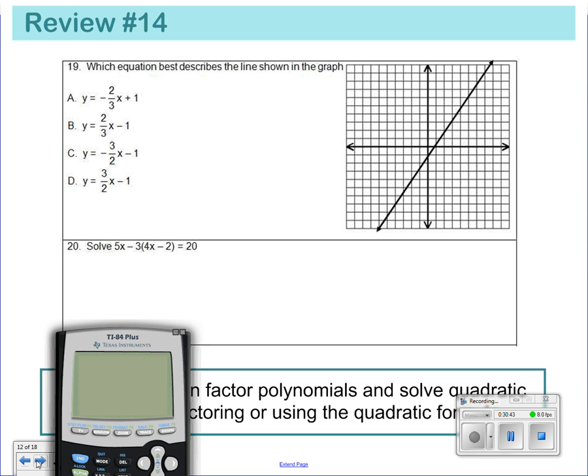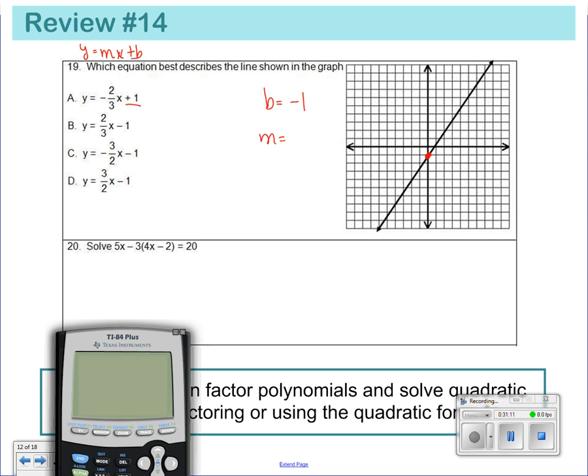Looking at the line, you can see that the y-intercept, where we always begin, where it crosses the y-axis, is at a negative 1. And then we'll notice that our slope is positive. So I'm going to do this in pieces. First, understanding that the y-intercept is negative 1. All of these equations are in the y equals mx plus b form, which is slope-intercept form, because we can pick out the slope and we can pick out the y-intercept.